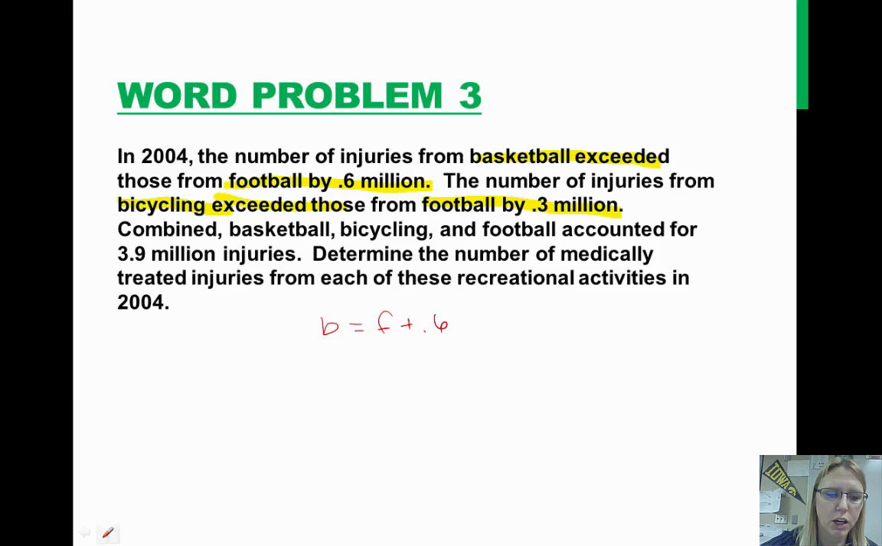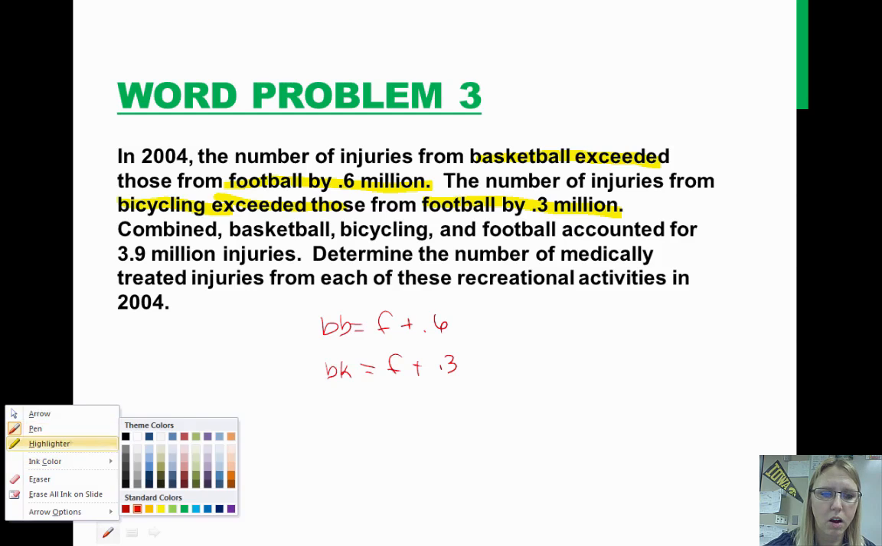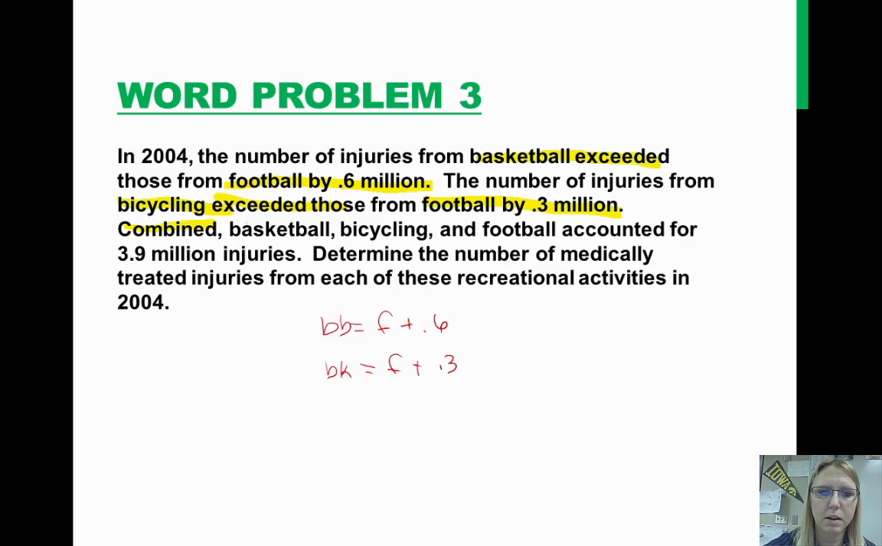I'm going to go back and change my basketball to BB for basketball, and I'm just going to have BK for biking. We know that biking exceeded football by 0.3 million. So that was added to the number of football injuries. The last thing we want to look at is it says combined. Combined means we're adding all of these things together. So combined, basketball, bicycling, and football accounted for this many injuries.